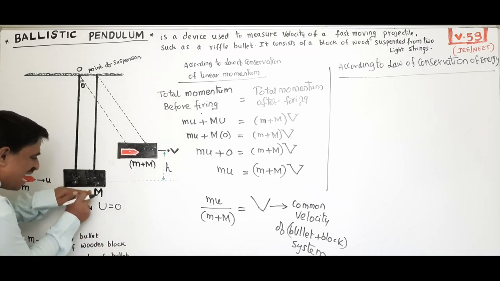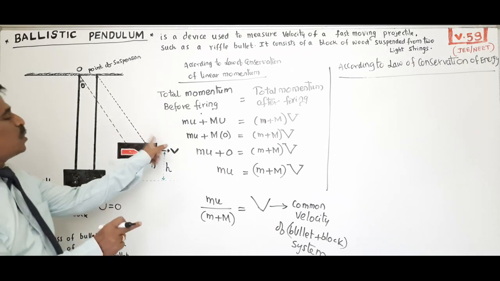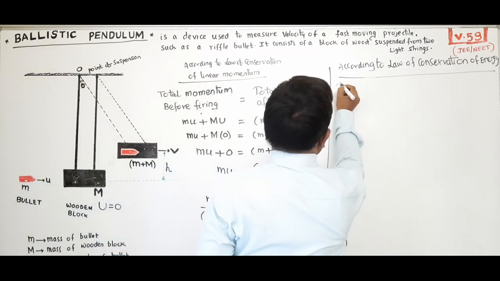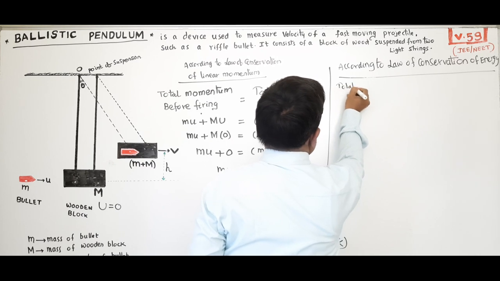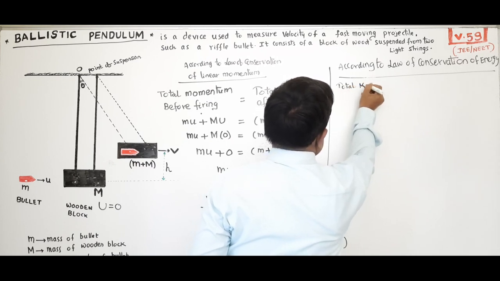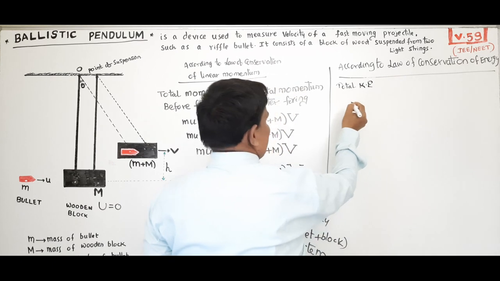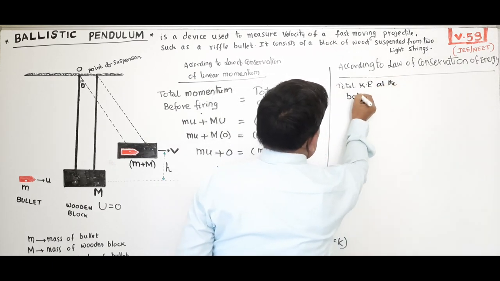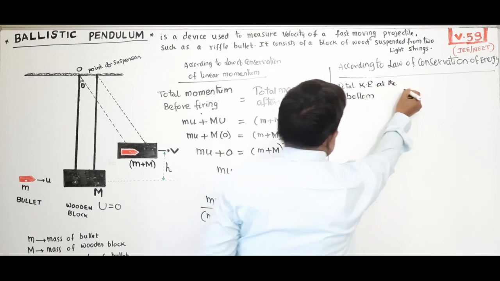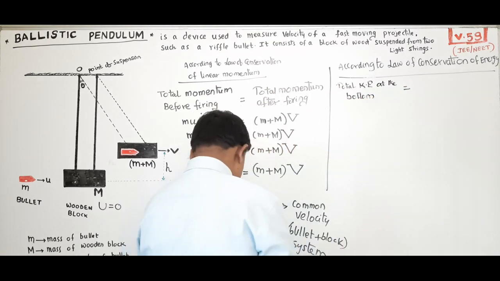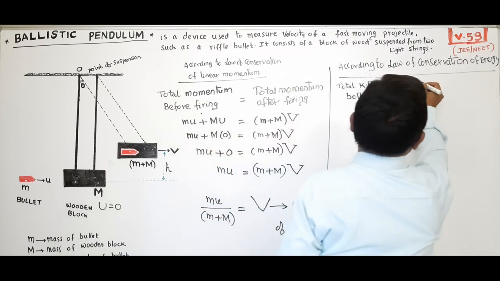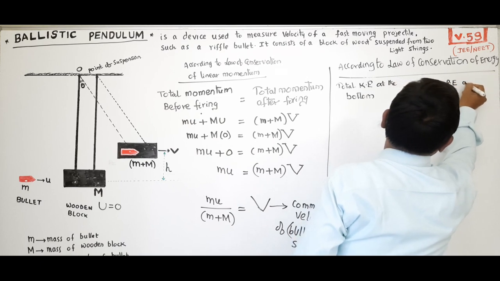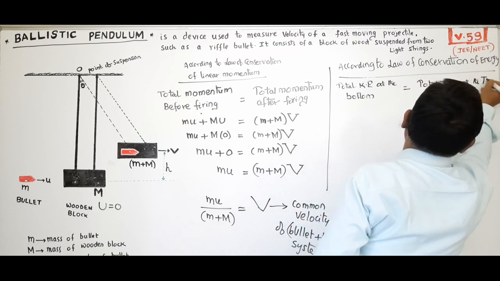Total kinetic energy at this point is equal to total potential energy at this point. Total kinetic energy at the bottom is equal to total potential energy at the top.